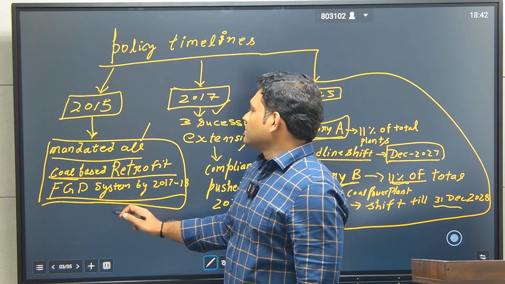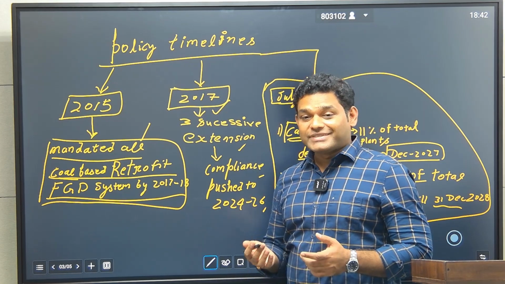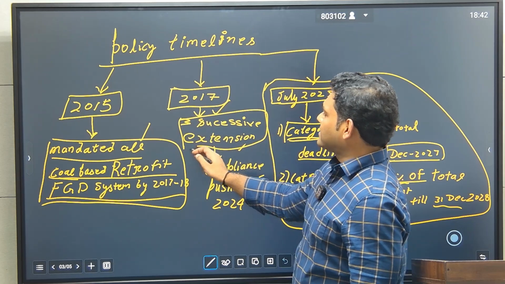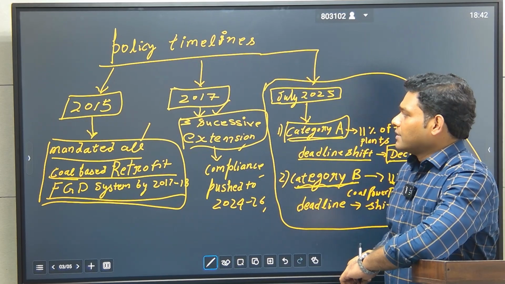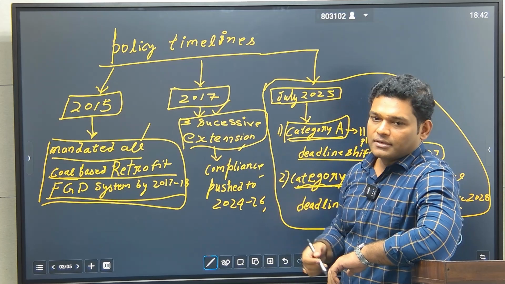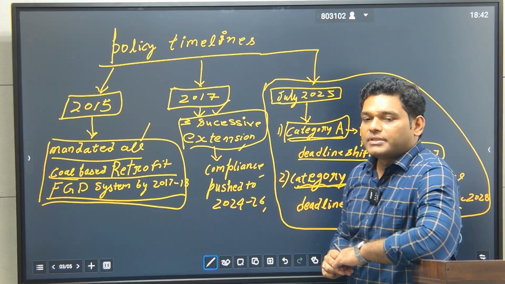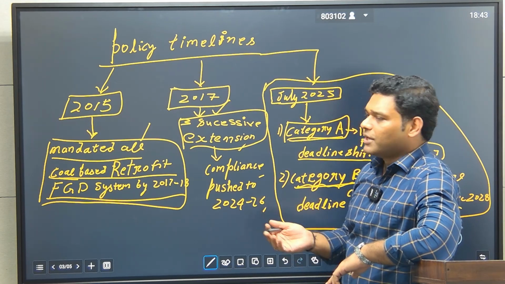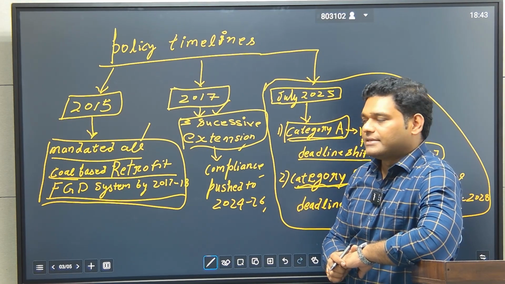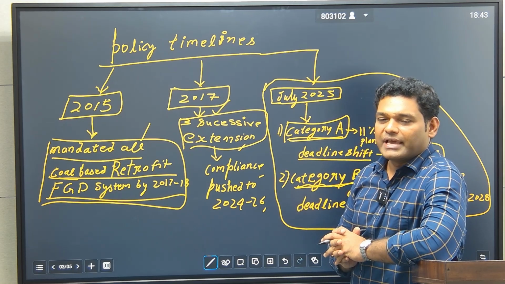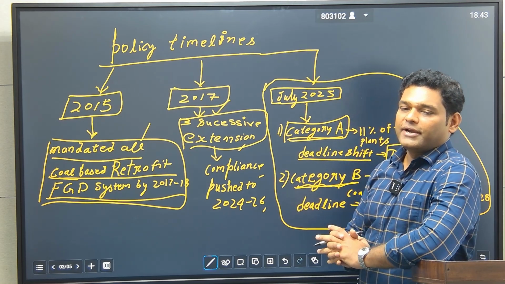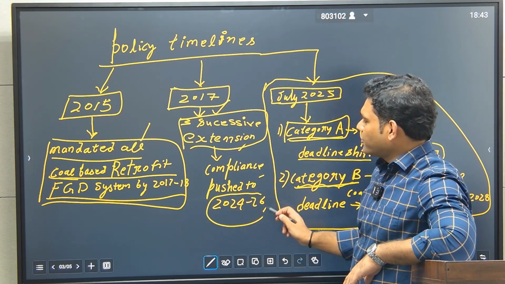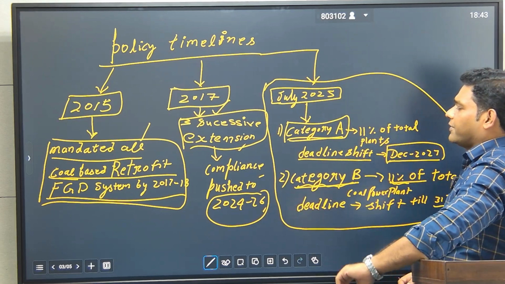So what happened? As you know, policy extension happens. These extensions happened 3 times. In 2017, when the Government of India saw that less than 5% of the power plants were able to comply with the guidelines, and there was very little hope of compliance within the timeline in future also, they gave 3 successive extensions till the year 2024-26. So compliance was pushed to 2024-26.